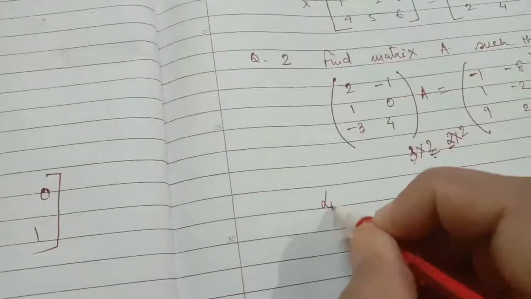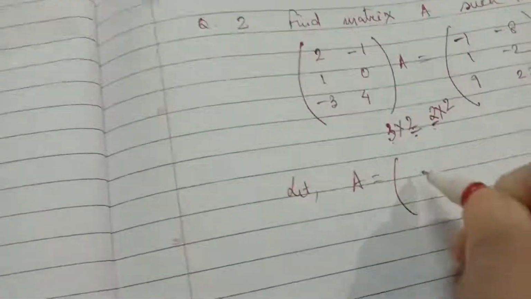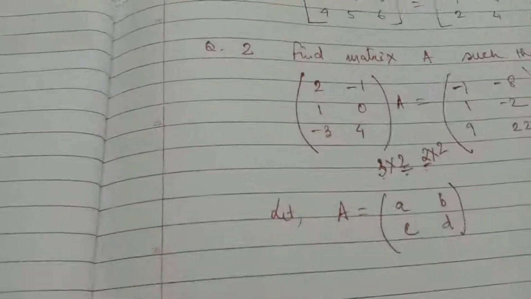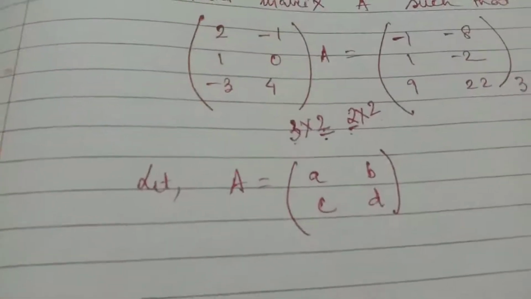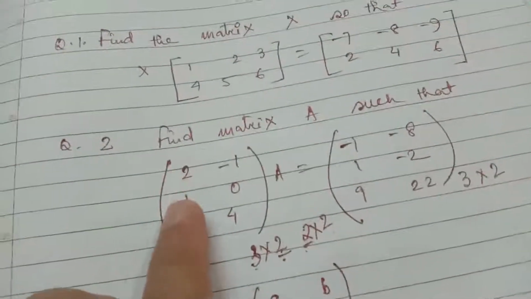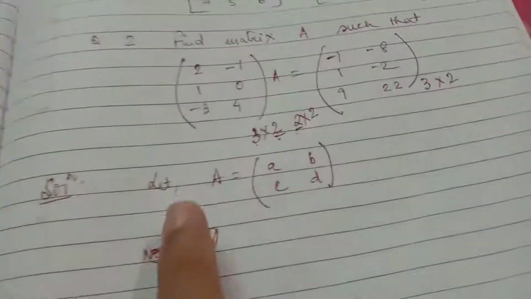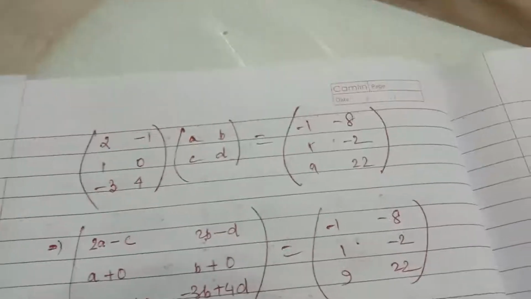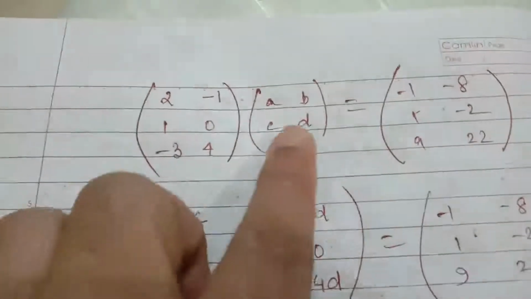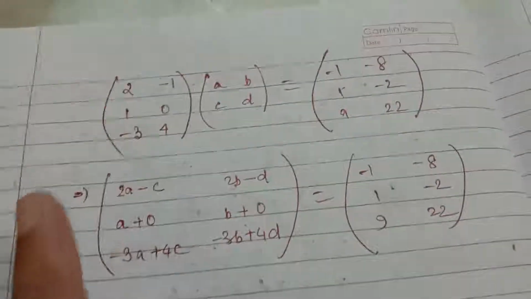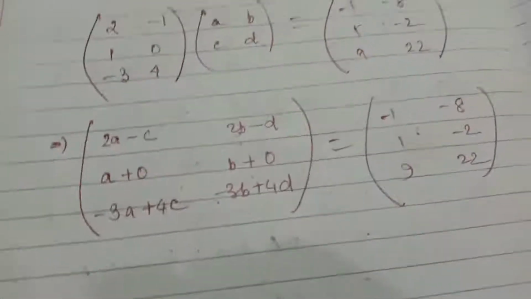So first we have to consider, let A equal to [a, b; c, d]. Now given product of these two matrices equal to this, assuming A equal to [a, b; c, d], we get this into this equal to this matrix. Now multiplying these two matrices, we get this matrix. You know how to multiply two matrices. So multiplying these two matrices, we get this.